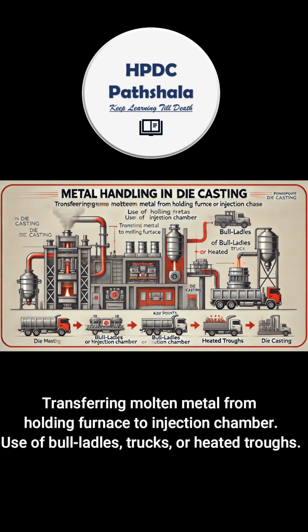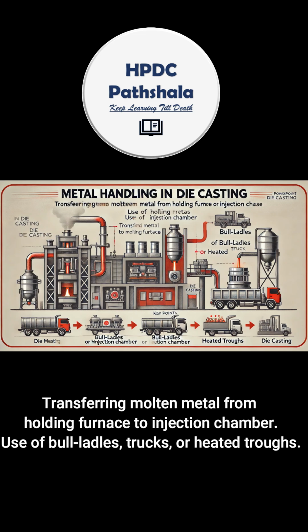Next, let's talk about metal handling. In die casting, the molten metal is transferred from a holding furnace into the injection chamber or shot sleeve. The metal is usually transported using ladles, often by trucks or overhead rails, from the melting area to the holding furnace. In some setups, heated launders transfer the molten metal from the melting furnace to multiple holding furnaces, optimizing the process for higher efficiency.